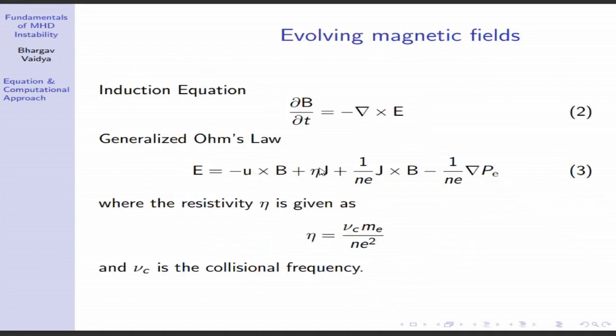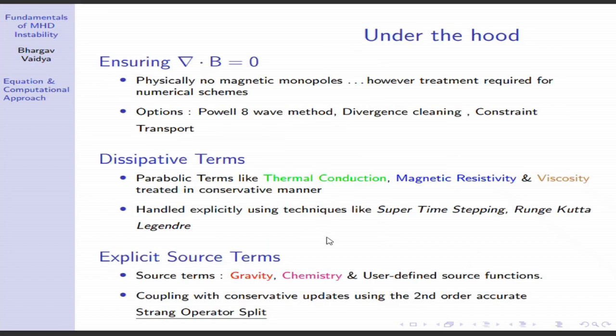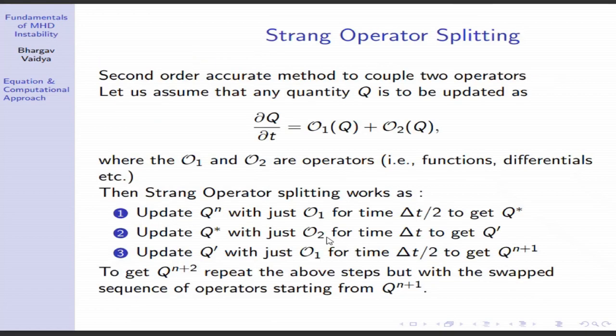So you have two operators. How do I basically club these two operators and solve it? Because I have to operate with time. The idea behind this is what is known as the Strang operator splitting equation. This is second order accurate in time, and this is what Pluto uses. So I'll explain to you what it is very simply.